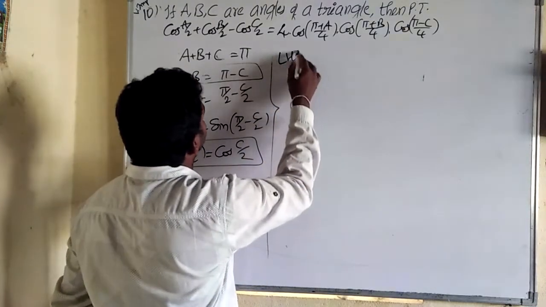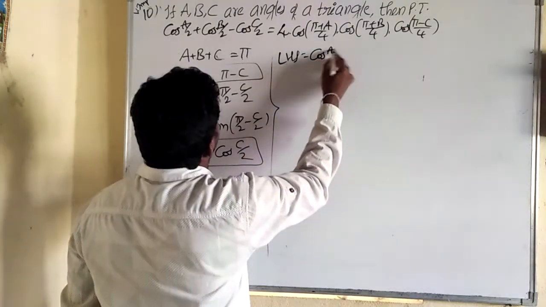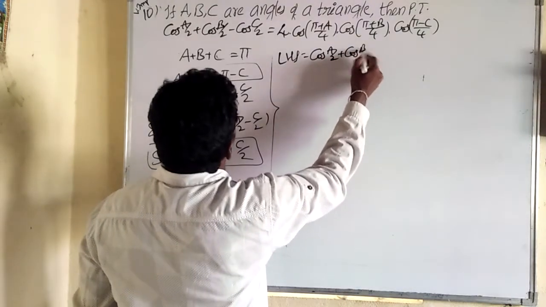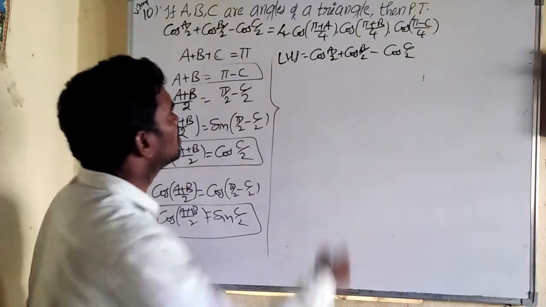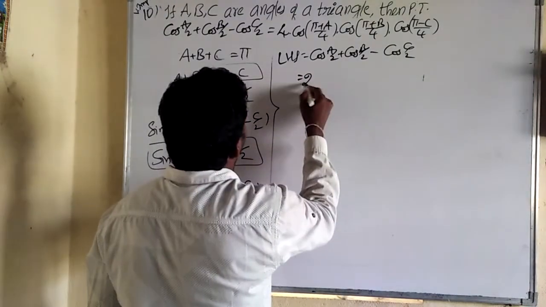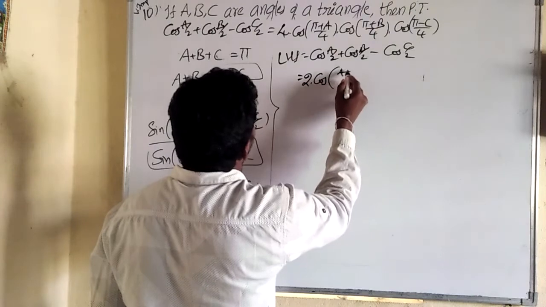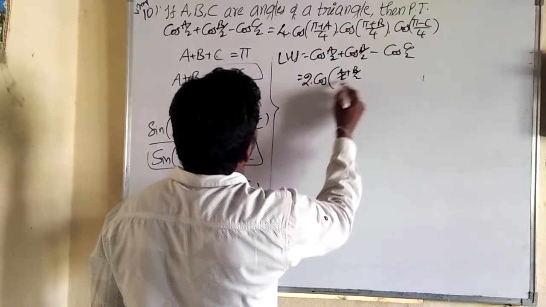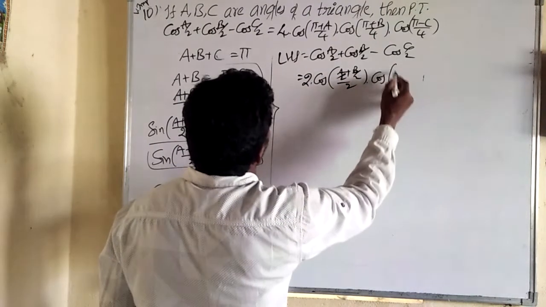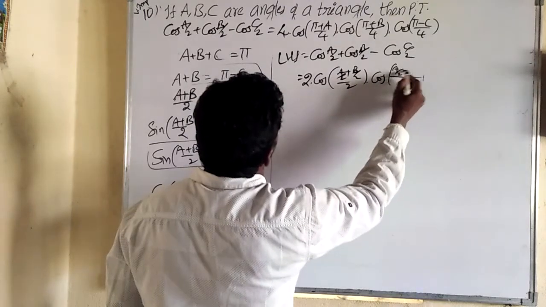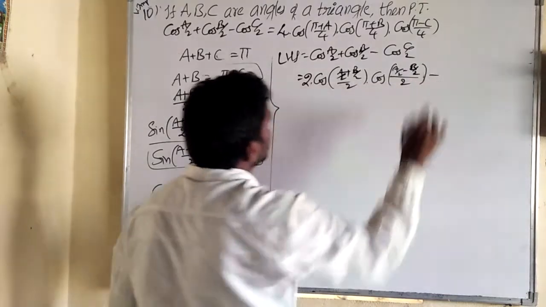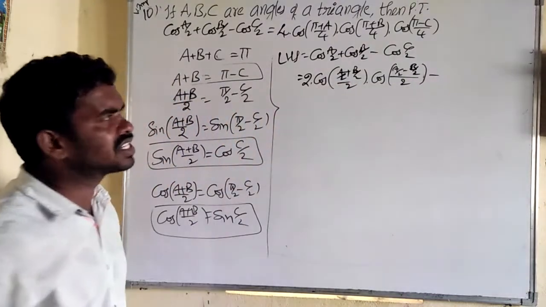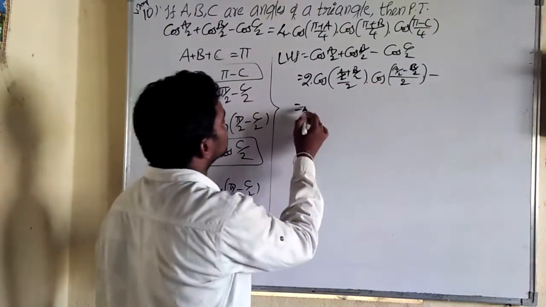Now take LHS. So what is LHS? Cos A/2 + cos B/2 - cos C/2. This is also the same as in the previous one. Now the cos C + cos D formula: 2 cos (C+D)/2, meaning (A/2 + B/2)/2, into cos (C-D)/2, meaning (A/2 - B/2)/2. And minus cos C/2 we just keep as is. Based on this we can express that.